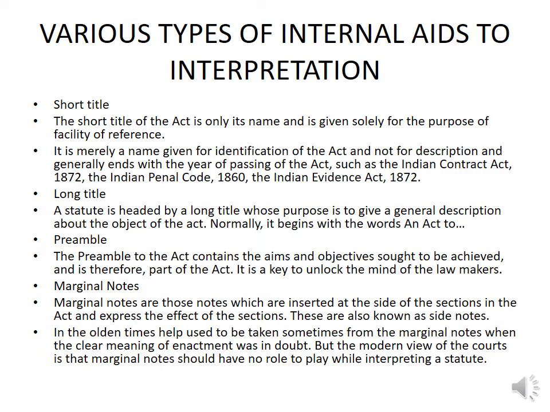Next in internal aid is preamble. A preamble to the act contains the aims and objective sought to be achieved and is therefore part of the act. It is a key to unblock the mind of the lawmakers. Preamble tells the aims and objective of the act. So yes, if you are confused about certain phrase or word of the statute, you can go through the preamble and get the aim of the statute. Like if we are confused about the secularity point, then we can go through the preamble of the constitution and we can see that yes, secularity is the essence of our constitution.